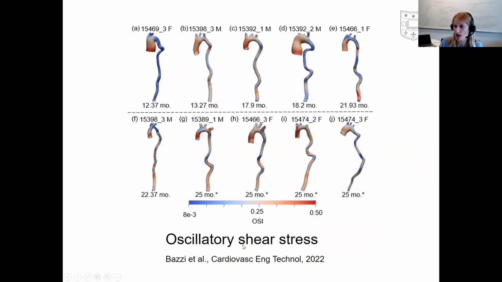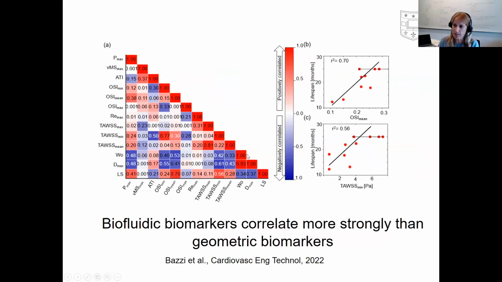In this case, it's oscillatory shear stress. And so you can see the red means that it's high, and you can see some aneurysms are big, some are small. And so we're trying to understand how these shear stresses relate to the aneurysm growth and actually to the outcomes. And in this study, we used lifespan over here, plotted on the y-axis, as a version of outcomes. And we were trying to understand if any of these biomarkers can predict lifespan, right?